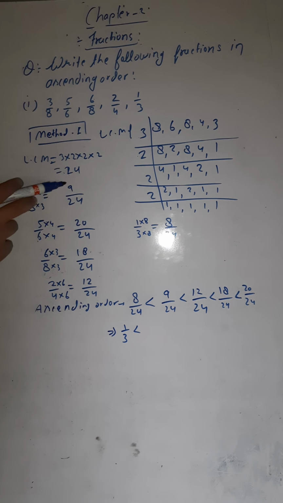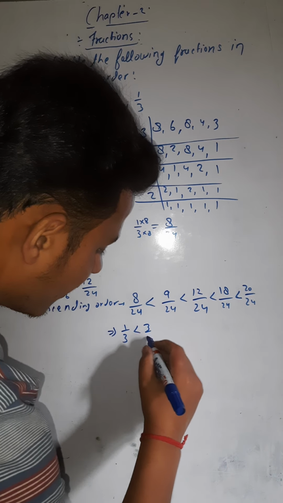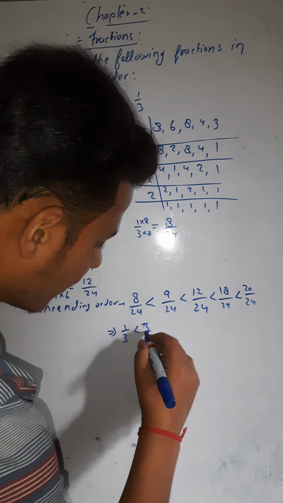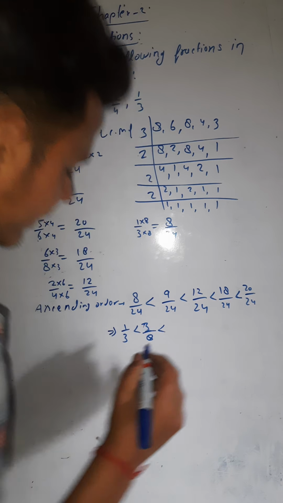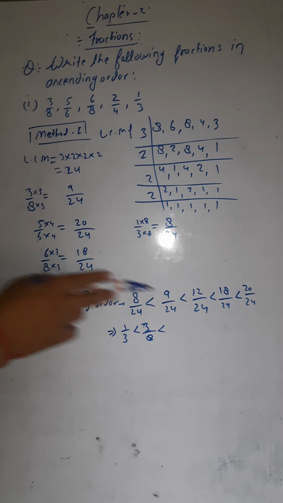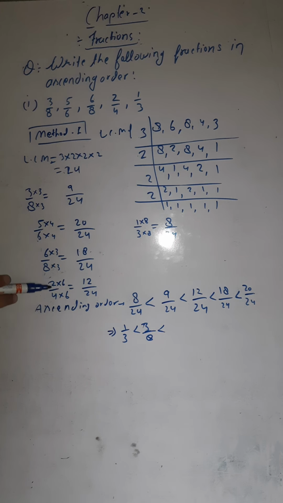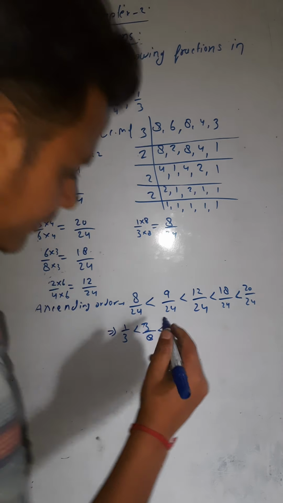9 by 24. 9 by 24 is which fraction? That is the first one, 3 by 8. So 3 by 8. Greater than this, 12 by 24 is 2 by 4. 2 by 4 I have written as 12 by 24. So 2 by 4 is this fraction.